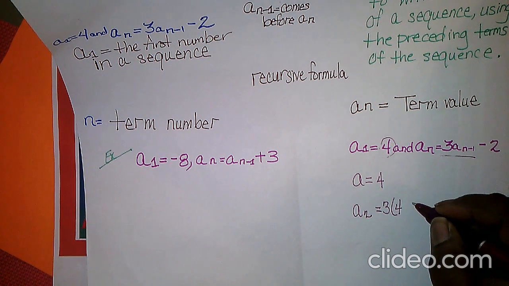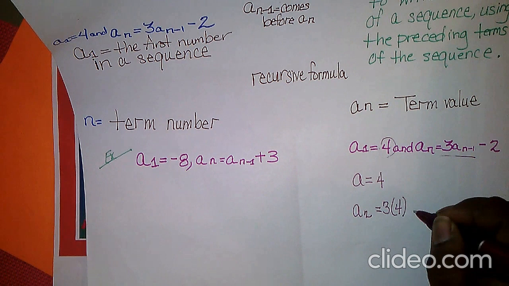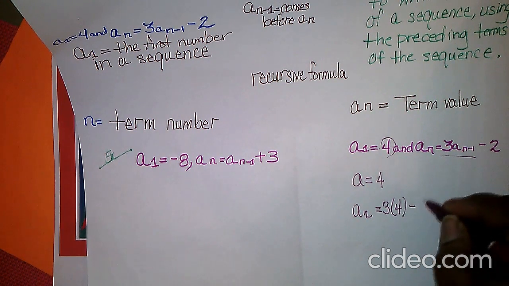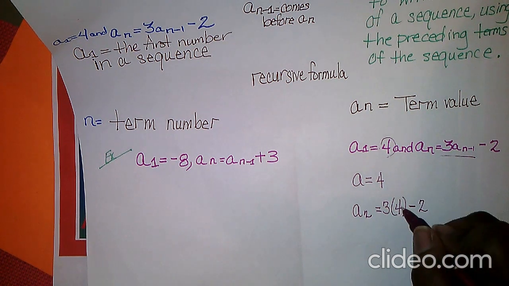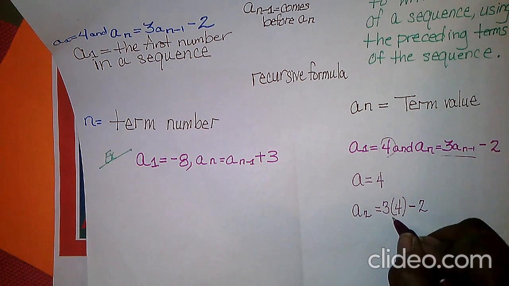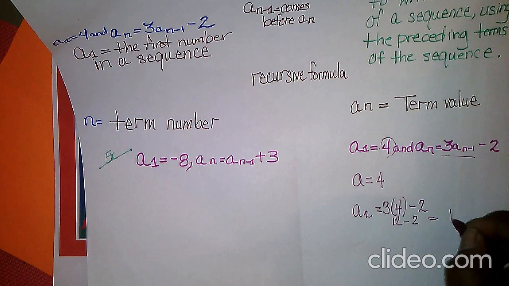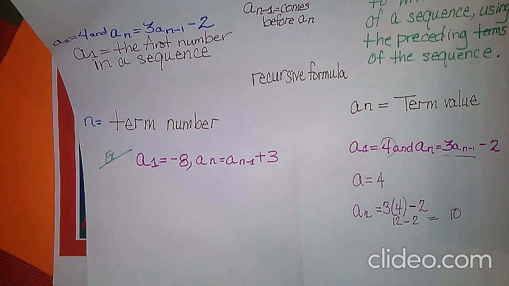And then we have minus 2. And then we go ahead and solve that. So 3 times 4 is 12. 12 minus 2 is 10. So A2 equals 10.